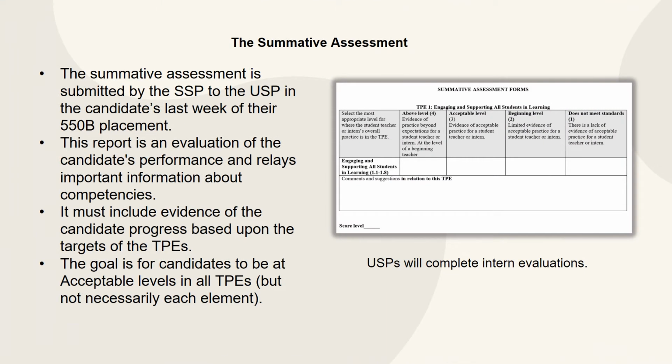The summative assessment is submitted by the SSP to the USP in the candidate's last week of their 550B placement. This report is an evaluation of the candidate's performance and relays important information about the competencies. It must include evidence of candidate progress based on the targets of the TPEs. The goal is for a candidate to be at acceptable levels in all TPEs, but not necessarily each element.